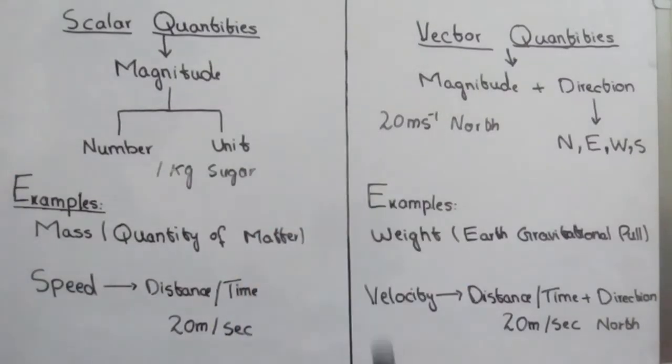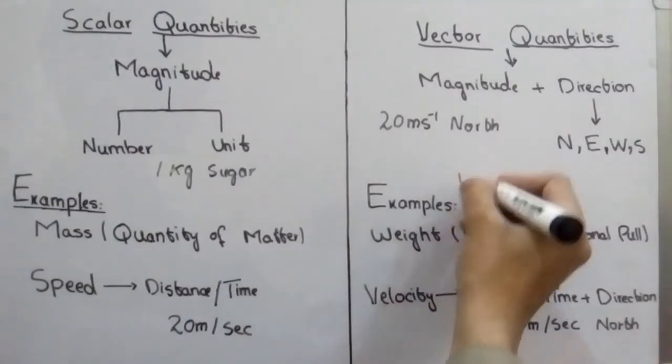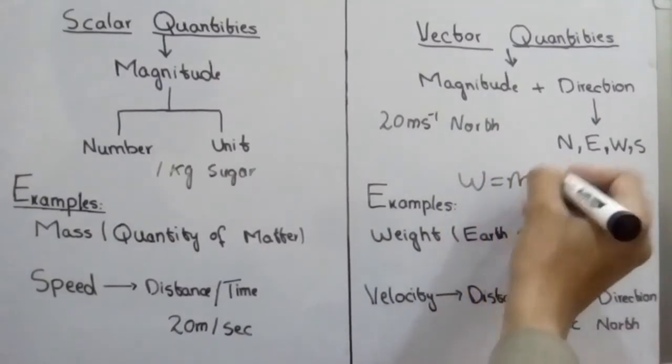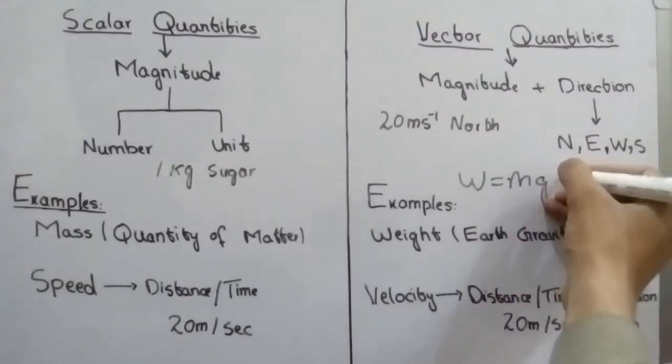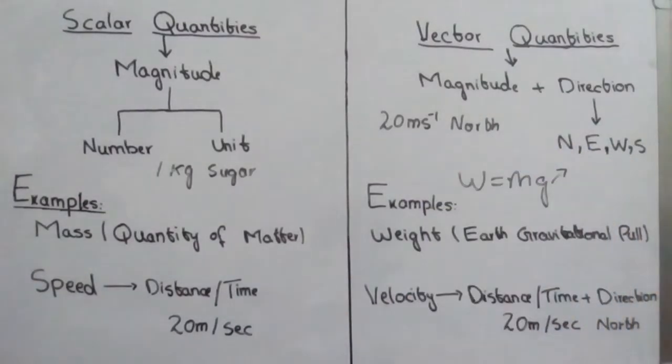And in vector quantities we have weight here. Weight is actually equal to mg. Here we have g. g is the value of Earth's gravitational pull. So Earth's gravitational pull has a direction. So when g has a direction, as a whole weight has a direction. So weight is a vector quantity because we need the direction, because the body will be moving toward Earth. So towards Earth is a direction.